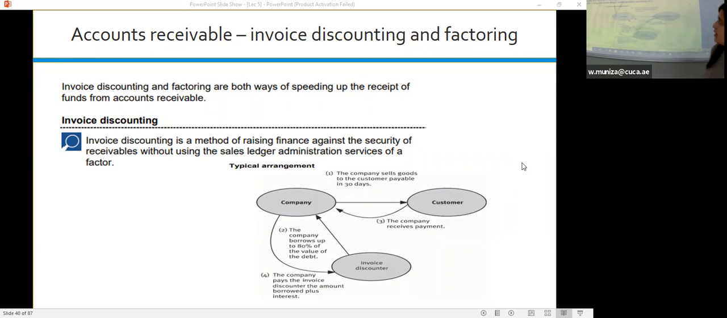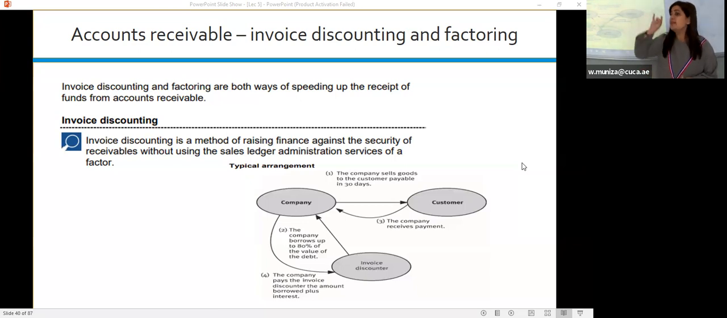What are these? Invoice discounting and factoring are both ways of speeding up the receipt of the funds from accounts receivable. Invoice discounting is a method of raising finance against the security of receivables without using the sales ledger administration service of a factor. So in invoice discounting, we raise the finance against the security of the receivables. We tell the discounter that we have this much receivables balance in our account. Take it as a security, like we give other assets, and give us the amount. This is the discounting procedure.